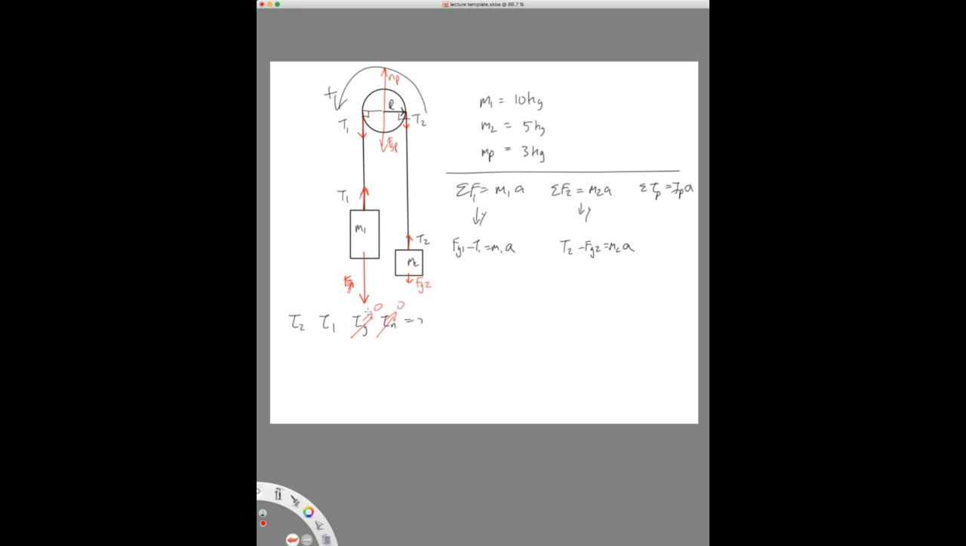So according to my picture, the tension 1 is trying to make the pulley go counterclockwise, so it gets a positive sign on its torque. And tension 2 is trying to make the pulley go clockwise, so the torque for tension 2 should be negative. And I started to write equals 0 out of habit here, but this should be equal to I pulley times alpha.